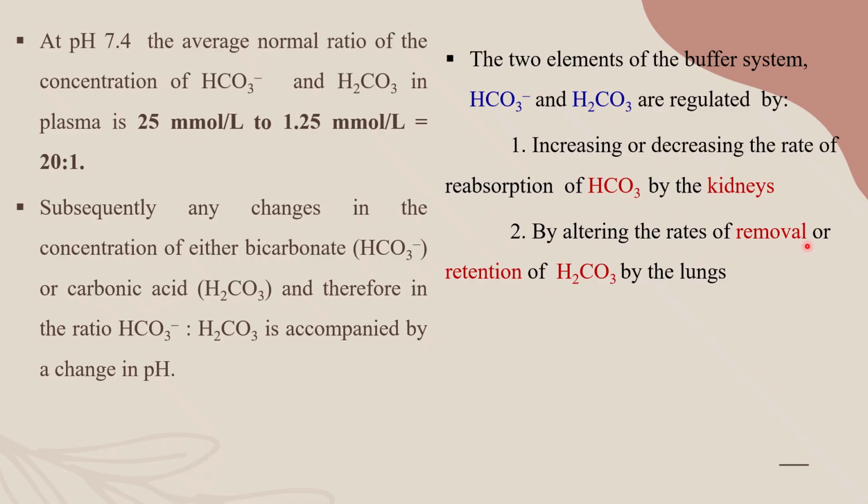The second way is by altering the rates of removal or retention of carbon dioxide by the lungs, as I've already explained. If there is an excess of H plus ion in the body fluid, H plus combines with bicarbonate and forms carbonic acid. It goes to the lungs, where it is broken up into water and carbon dioxide, and the carbon dioxide is washed out. So this is one mechanism.